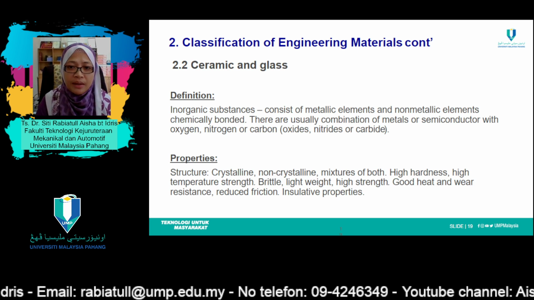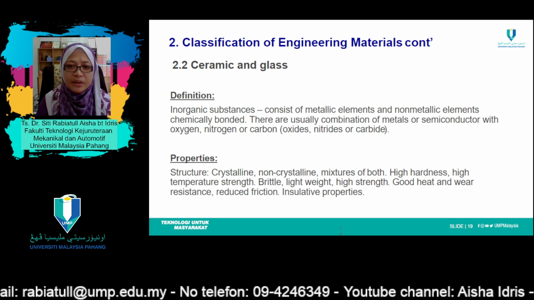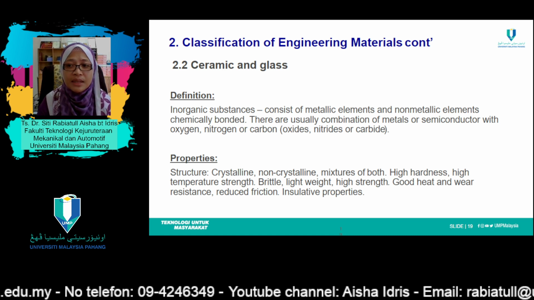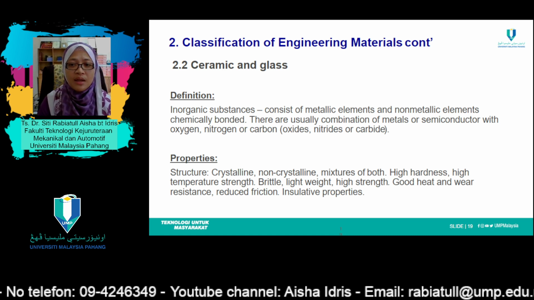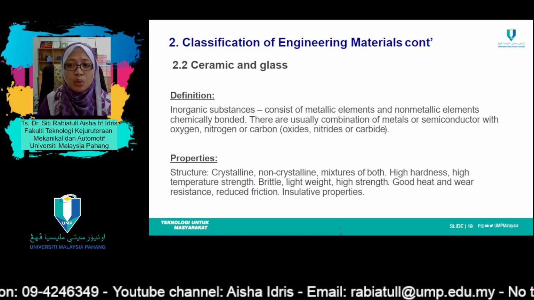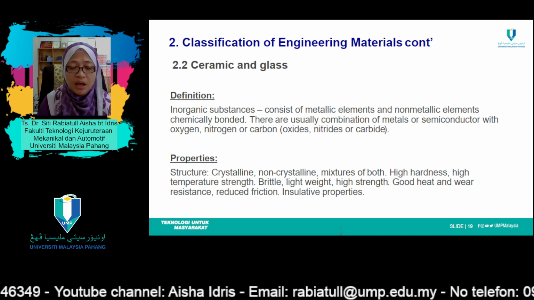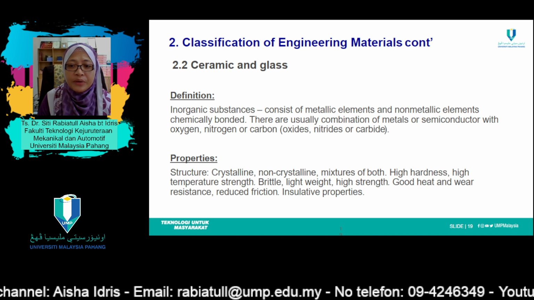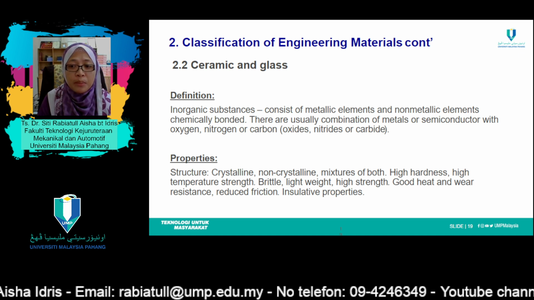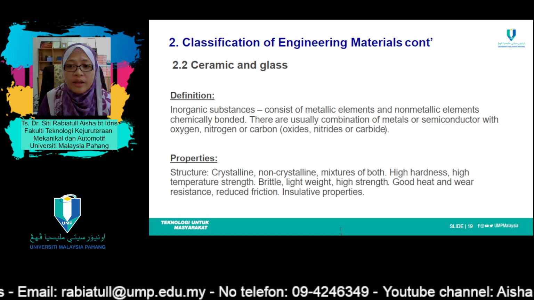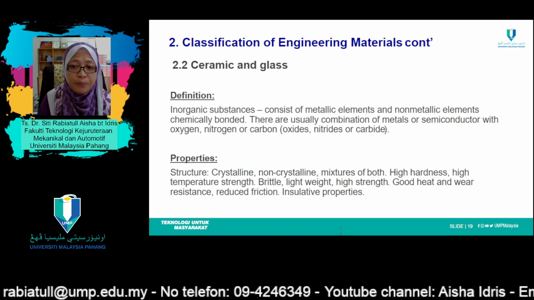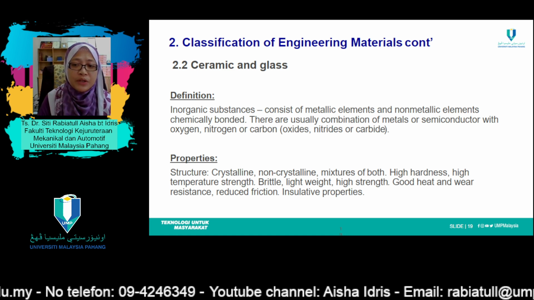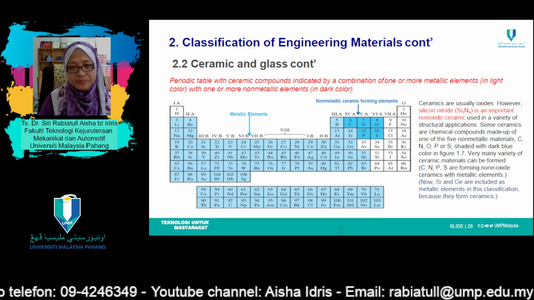Number two is ceramic and glass. Ceramic and glass refer to inorganic substances consisting of metallic elements and non-metallic elements chemically bonded. They are usually a combination of metals or semiconductors with oxygen, nitrogen, or carbon. The properties include crystalline, non-crystalline, or a mixture of both. They have high hardness, high temperature strength, are brittle, lightweight, high strength, good heat and wear resistance, reduced friction, and insulative properties.